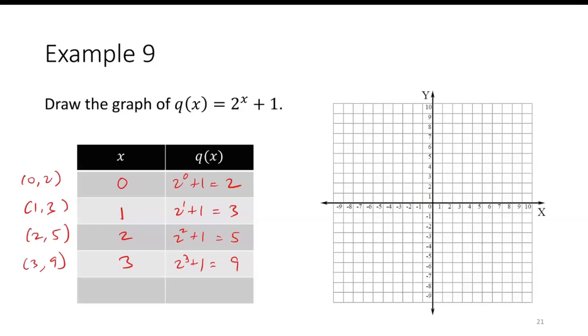And we can also go in the other direction. Basically, if x is negative 1, 2 to the negative 1 plus 1, what the negative does is it flips that number and gives you the reciprocal. So this is really positive 1/2 plus 1. So this becomes 3/2, or 1 1/2.